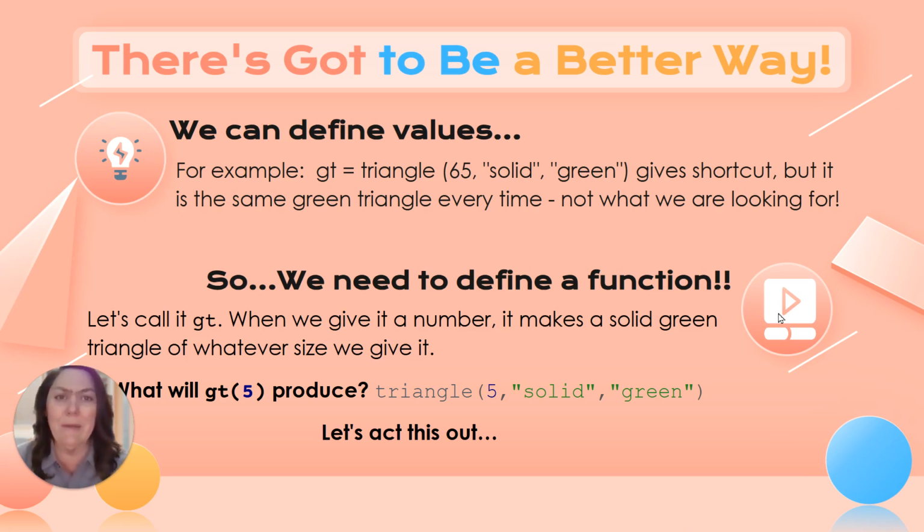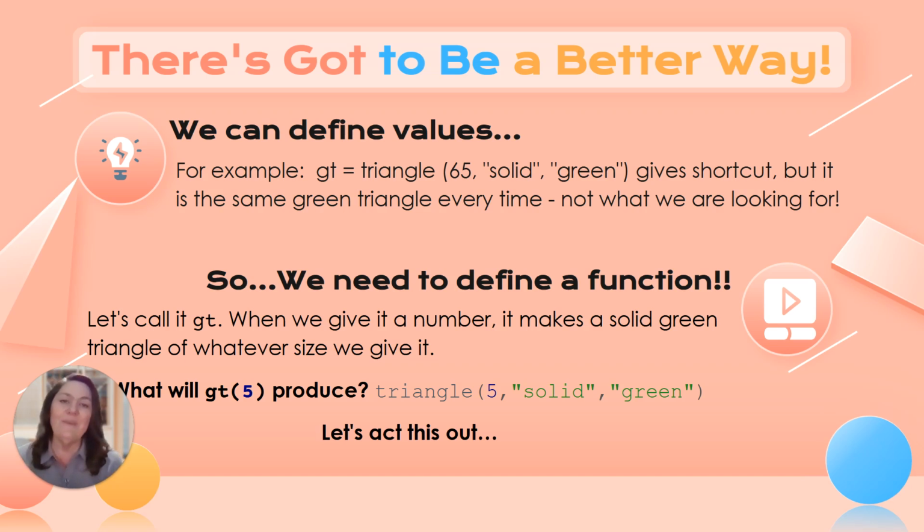So there obviously has to be a better way, teacher, than what we just did. That was horrible. And they have already learned they can define values. We've done that in a previous lesson. They could define GT as a triangle 65 solid green, but there's a problem with that. Yes, that's a shortcut, but that would give us the exact same solid green triangle every time, the same size. And that's not exactly what we were looking for. We wanted every triangle to be a different size when they were typing that earlier, getting as many different size triangles as they could. So that's not quite what we wanted.